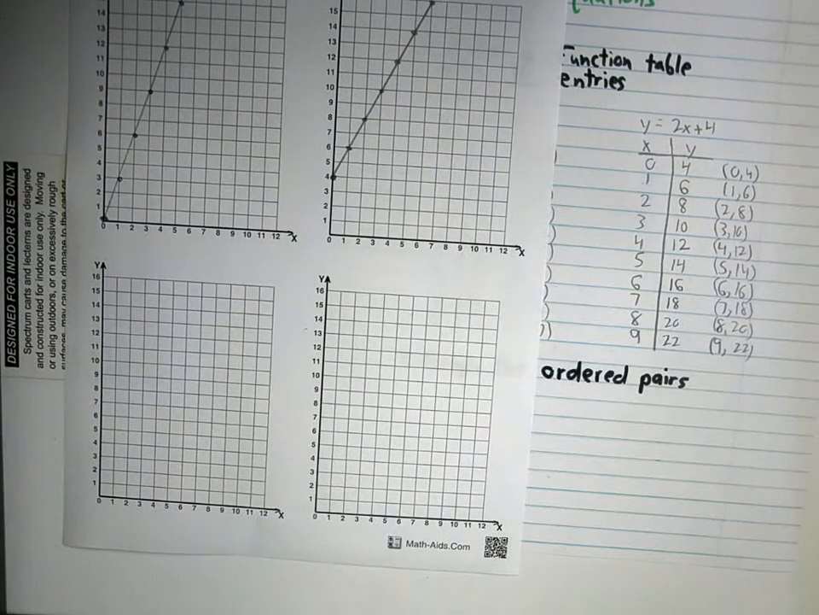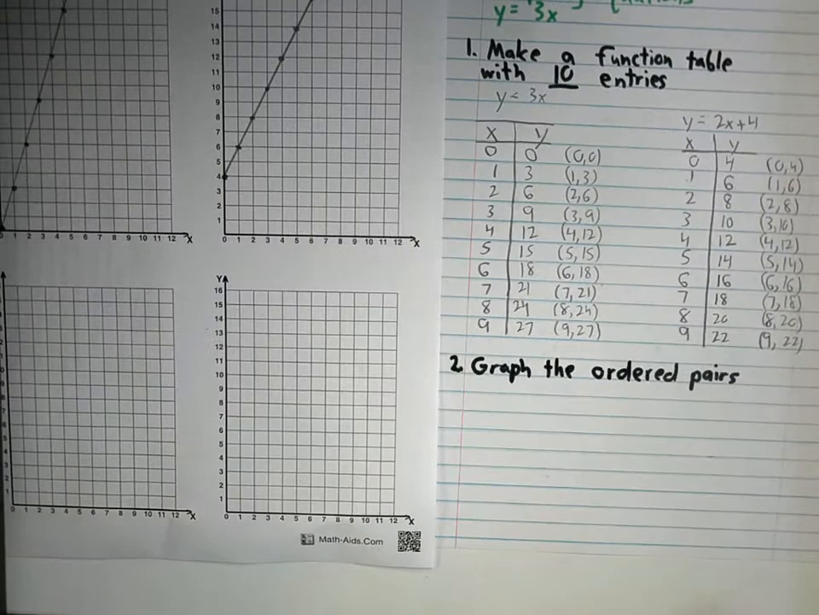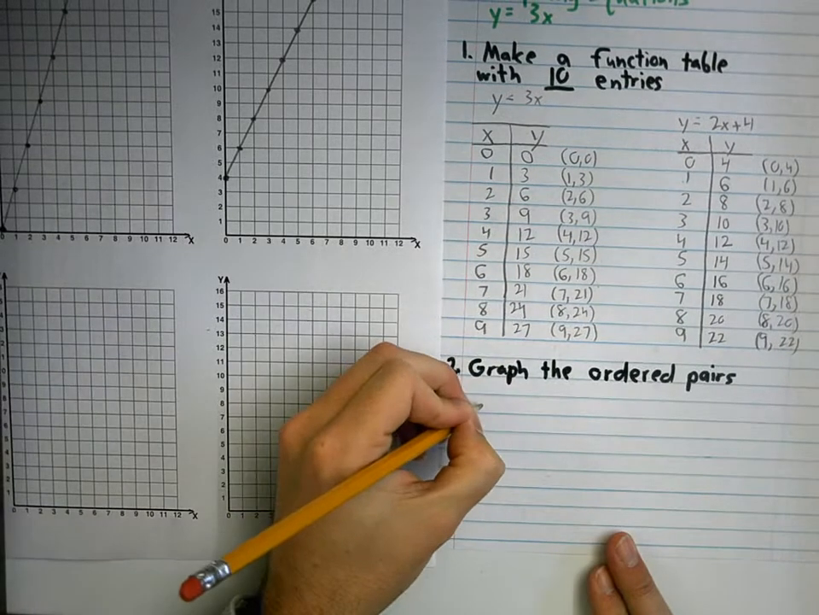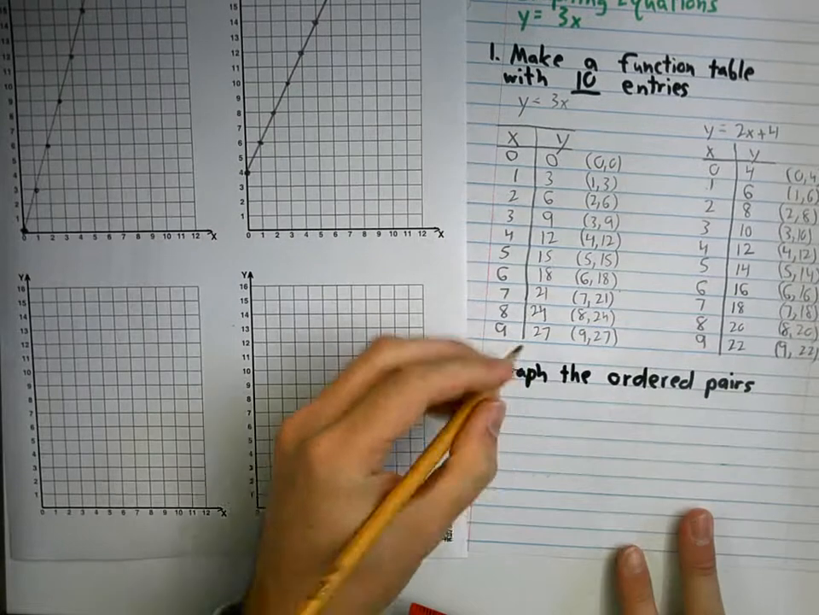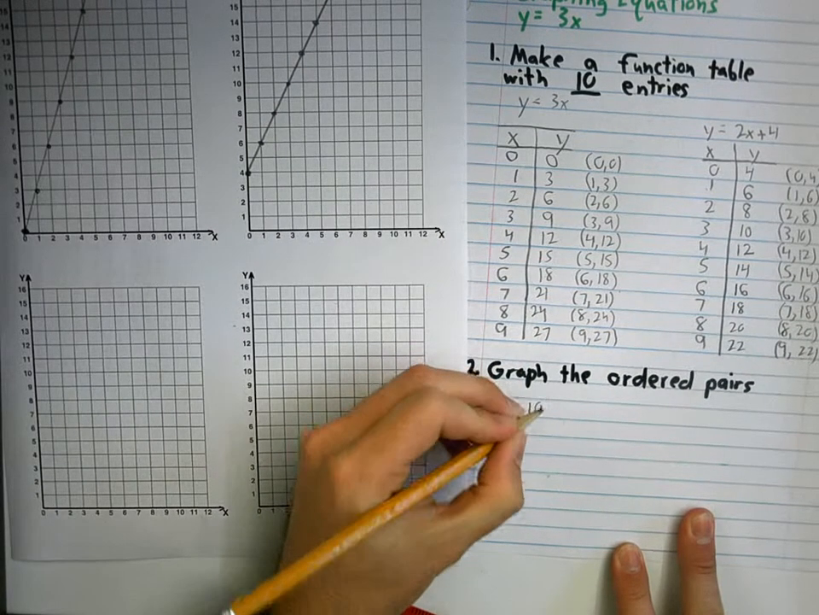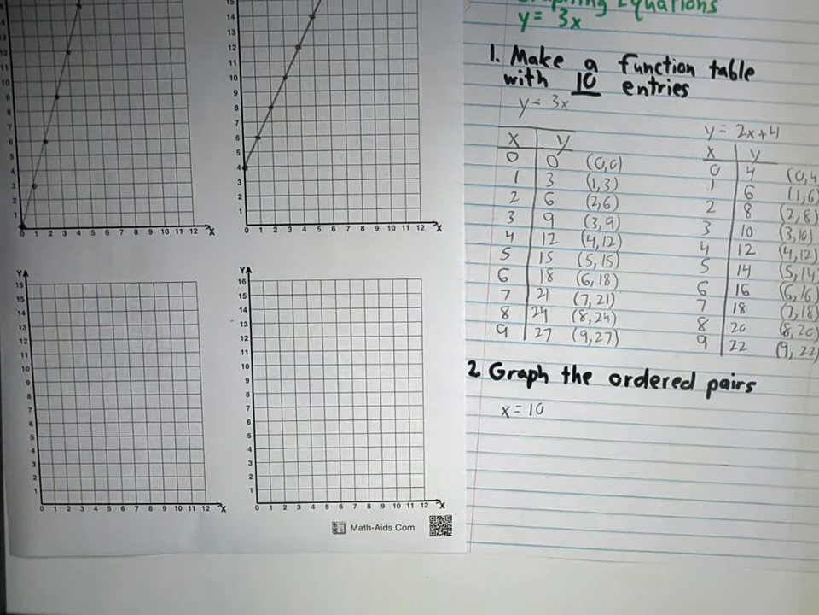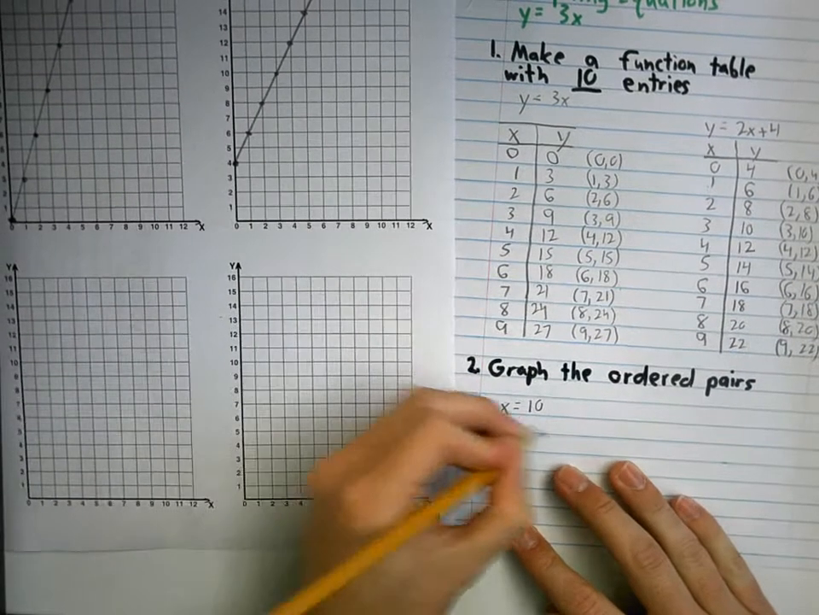Now, watch this graph though. I'm not going to make an ordered pair. I'm not going to make a table with 10 this time. I'm only going to make it with like 5 or 6. You'll get the point. X equals 10. Okay? X equals 10. X and Y.